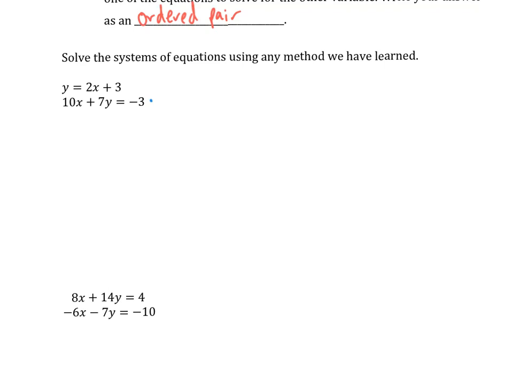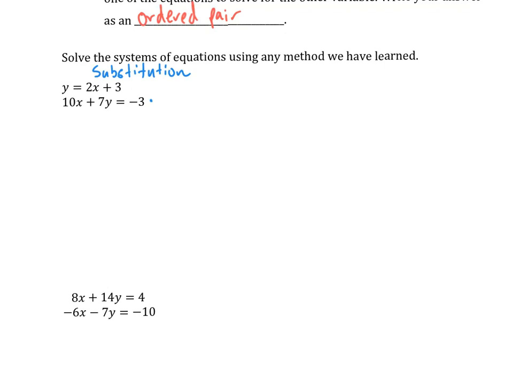Now, this one we have one of our equations in slope-intercept form. So we have it solved for y. So it seems like this would be a good one to use substitution for. Elimination would be difficult because we don't have both of our equations in standard form. I spelled that wrong. Okay, we're going to use the substitution method here.